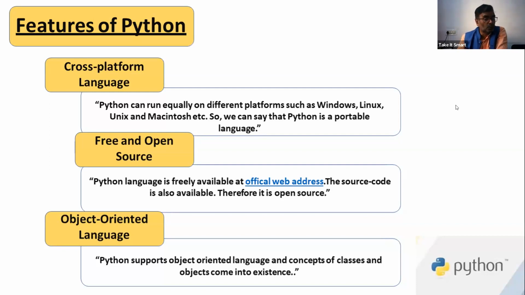Free and open source. So what does free and open source mean, guys? No license is required for Python. Python is freely available at the official web address. The source code is also available. Therefore, it is open source.